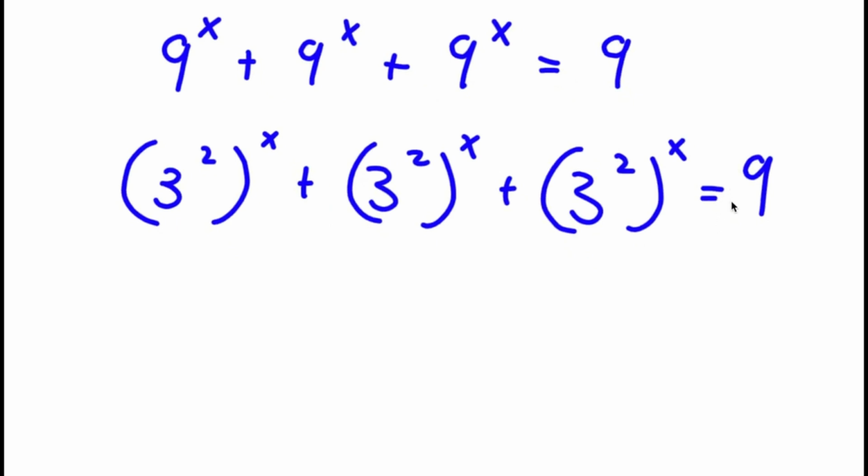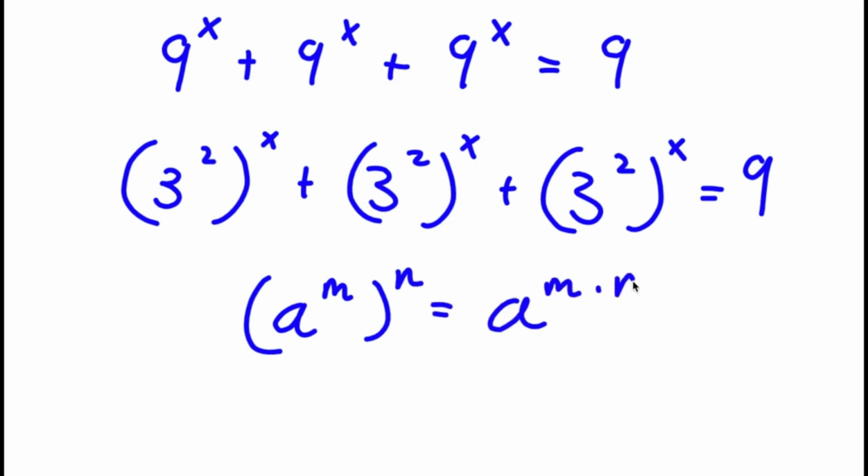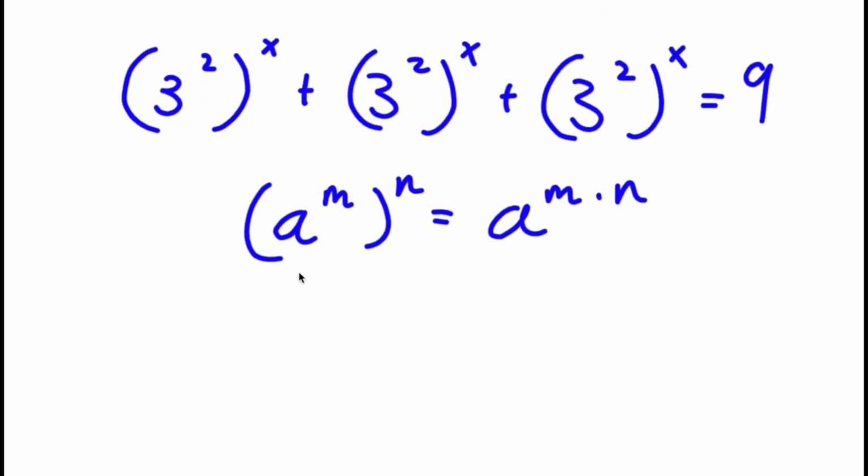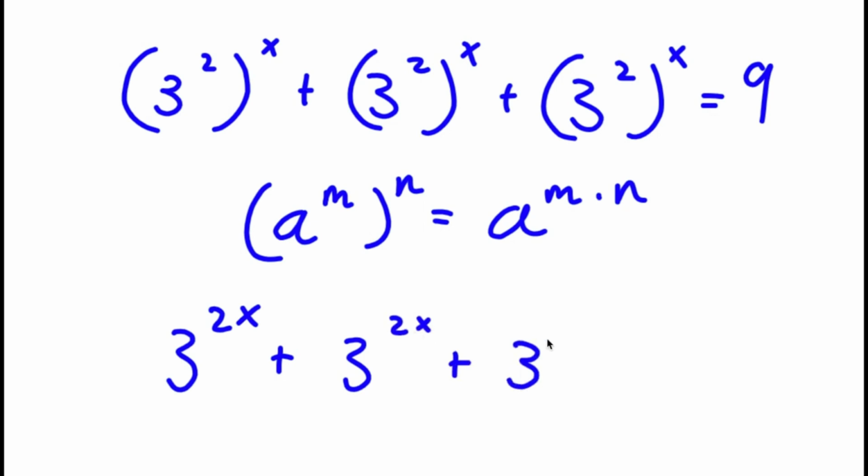Now, if I have something in the form a to the power of m to the power of n, this is equal to a to the power of m times n. So in this case, 3 to the power of 2 to the power of x is going to equal 3 to the power of 2 times x, which is simply 2x. So I have 3 to the power of 2x plus 3 to the power of 2x plus 3 to the power of 2x is equal to 9.